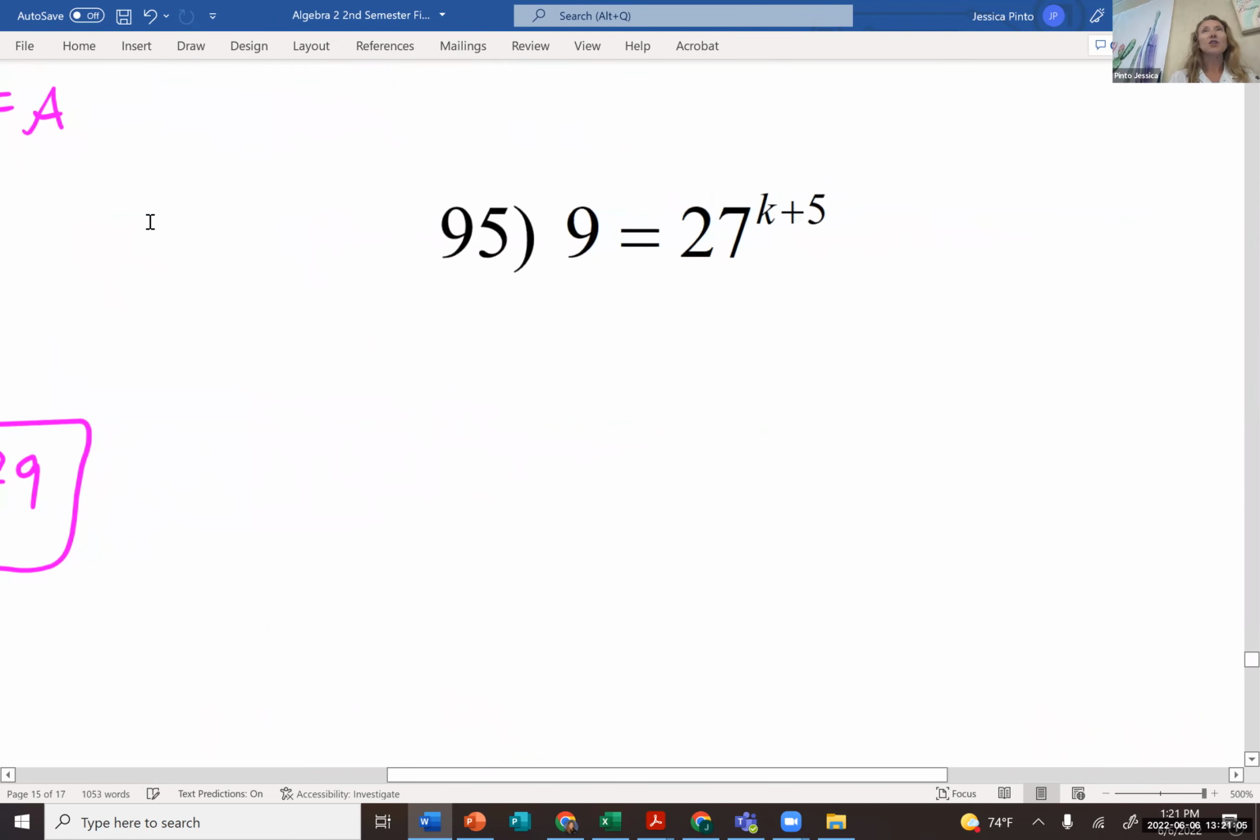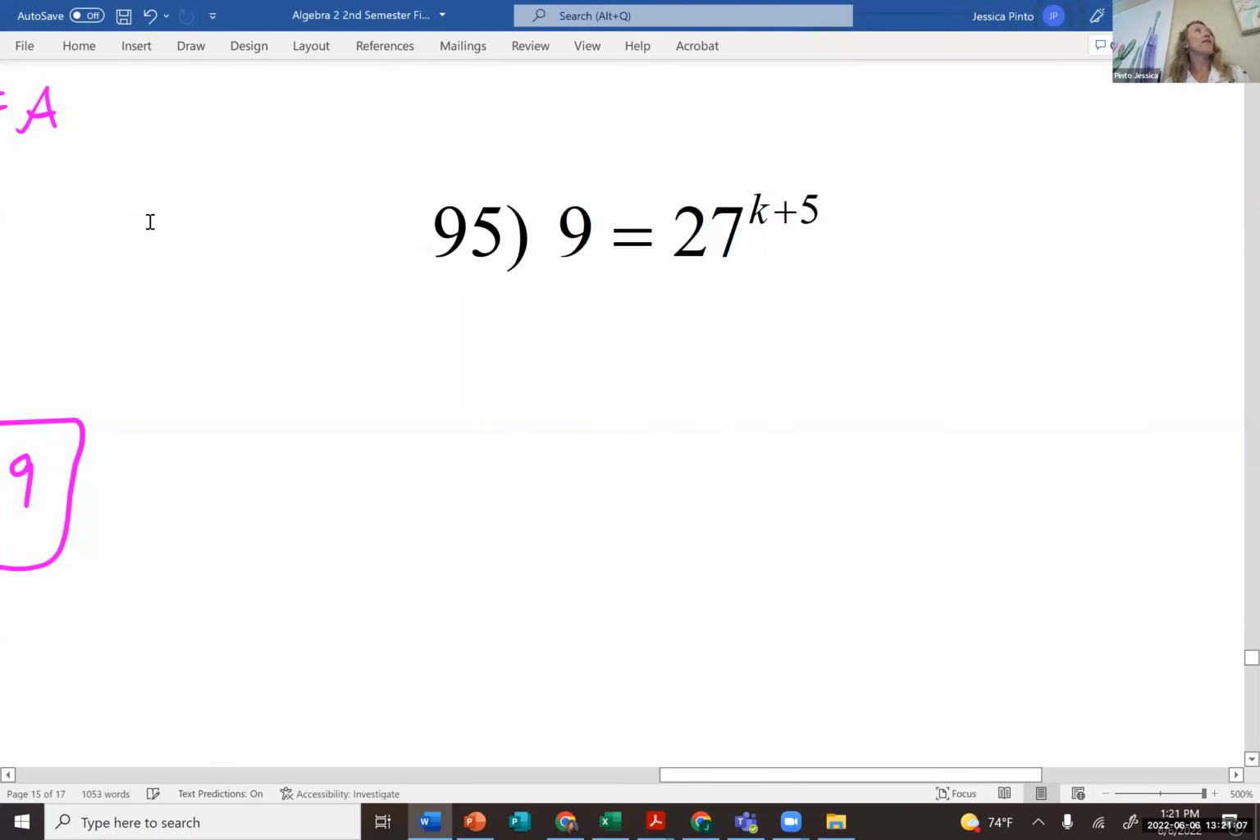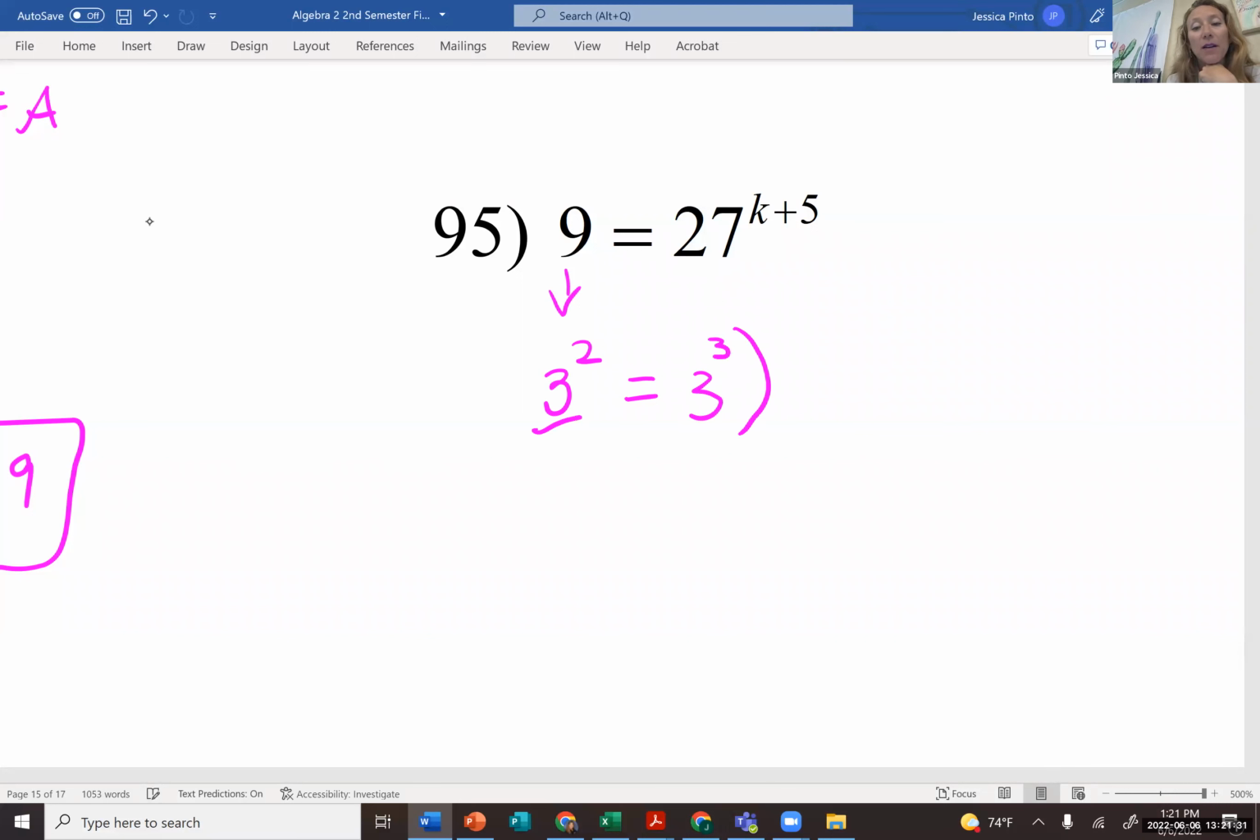95 is an exponential equation. I don't need to use logs to solve it because of 9 and 27. So 9 is smaller, so we start there. What's a different way that we could write 9 with a base and a power? We're going to write it as 3 squared. That's right. We're going to do the same thing with 27, knowing that we want to write it with a 3, and I know that we can. We're going to write that as 3 to the 3rd power with the k plus 5 on the outside.